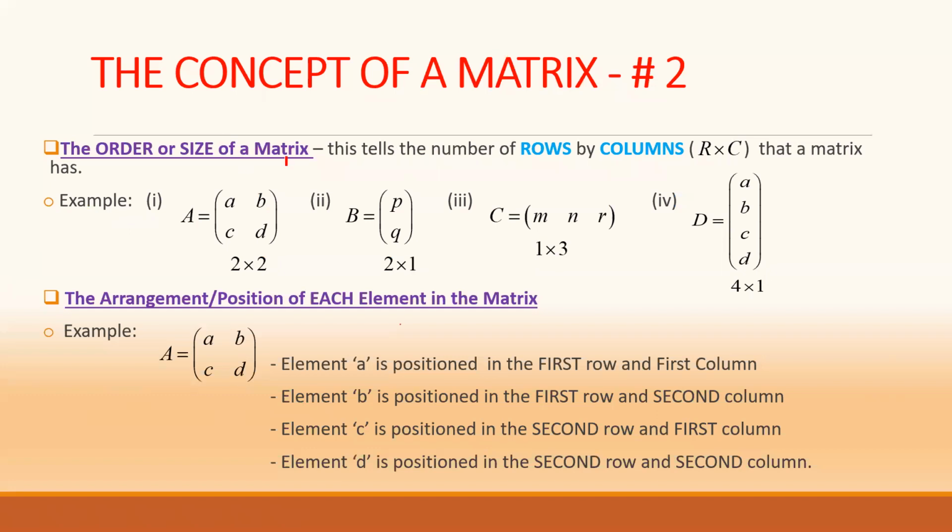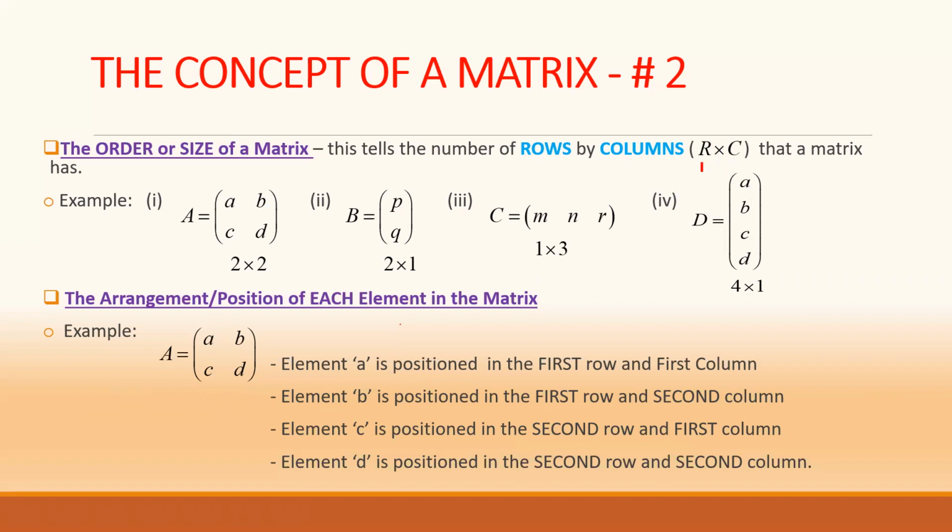Now, this is a very important concept when you are doing matrices, the order or the size of a matrix. The order or size of the matrix basically tells the number of rows versus columns that the matrix has, right? And mathematically, we express that as R times C. However, it is read as R by C. That is the number of rows by the number of columns.